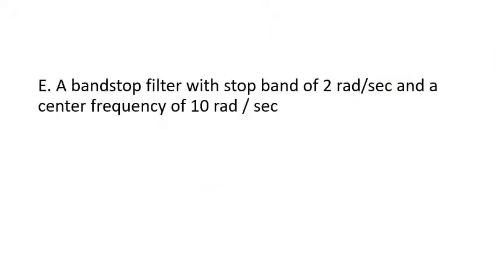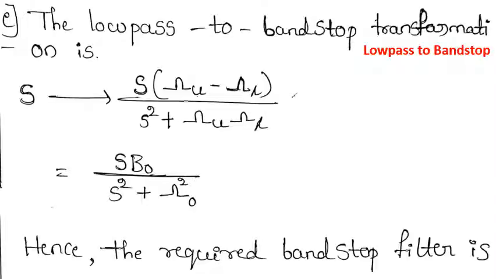The next part of the question is we have to design or obtain a transfer function for a band stop filter with stop band of 2 radian per second and a center frequency of 10 radian per second. Next, in order to obtain the transfer function of a band stop filter from a low pass filter, we have to apply low pass to band stop transformation.